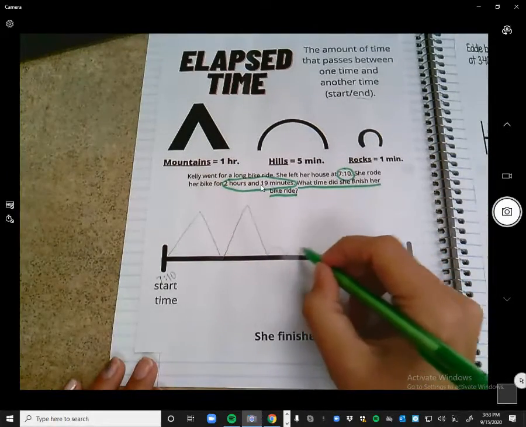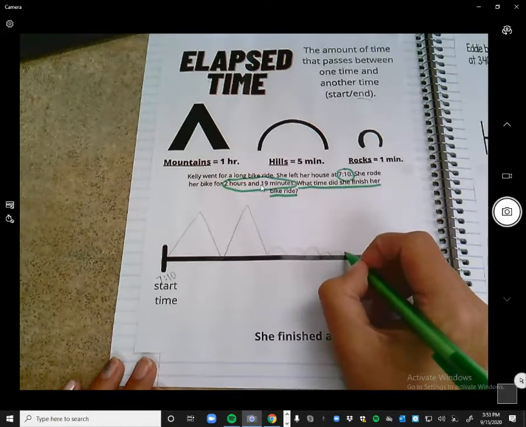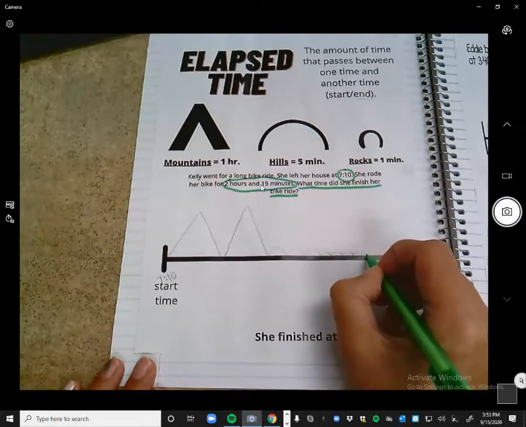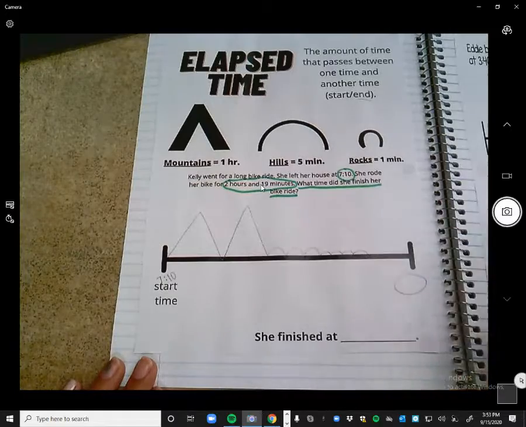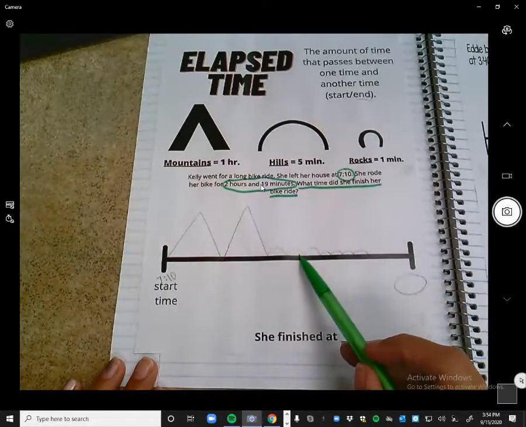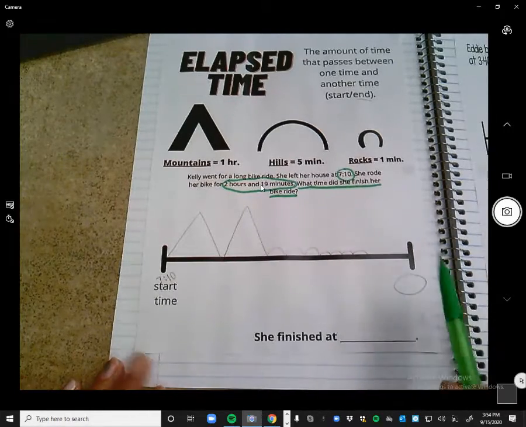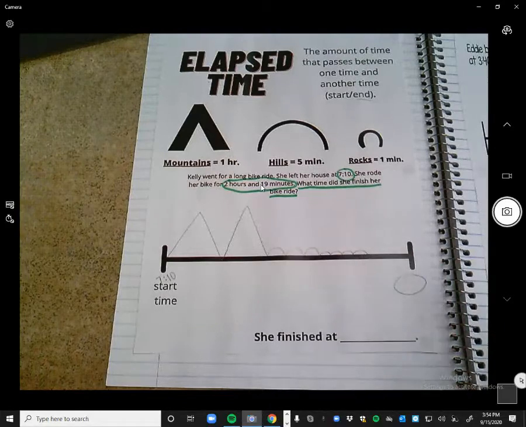So I'm at 5, 10, 15. I'm going to do a little rocks. 16, 17, 18, 19. So I have 19. I'm going to double check. I have 2 hours and 5, 10, 15, 16, 17, 18, 19 minutes. Perfect. Now I can go on and determine what my times are.